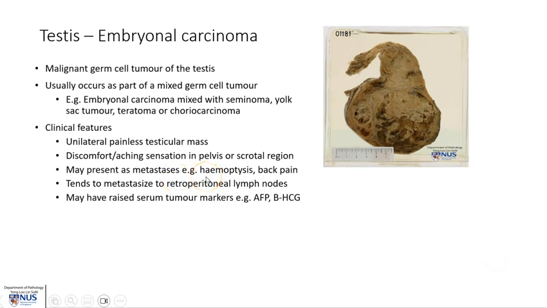For example, if there are lung metastases, there can be hemoptysis, or if there are bone mets, the patient may complain of back pain. When it does metastasize, it tends to metastasize to the retroperitoneal lymph nodes. So in the initial diagnostic and staging phase, imaging of the chest as well as the abdomen is very important. These tumors may be associated with raised serum tumor markers, although not always. For example, alpha-fetoprotein or beta-HCG.